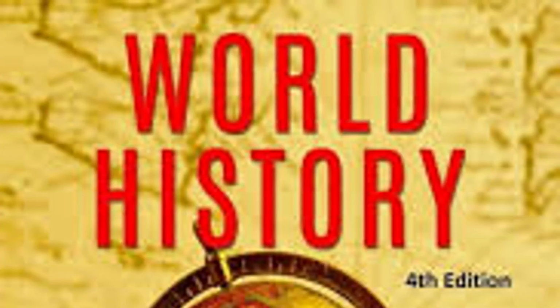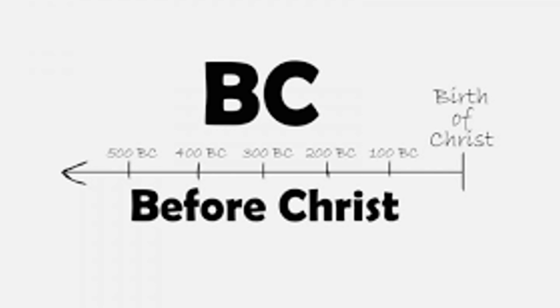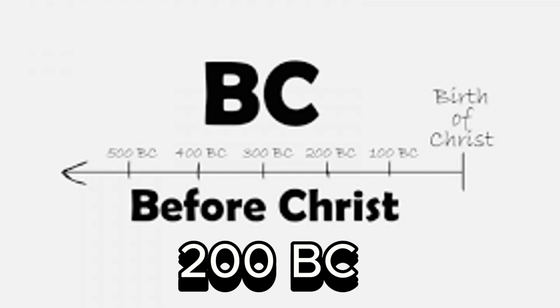When we read history books, we often encounter the abbreviations BC, CE, AD, and BCE. We generally know that it pertains to a specific time in history, but have we ever wondered how this came to be? BC stands for before Christ. It is the period in time before Christ himself was born. BC is placed after the dates or amount of years before Christ was born. An example would be 200 BC.